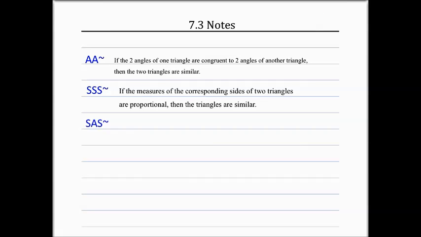The next similarity statement we want to examine is SSS similarity. And that states if the measures of corresponding sides of two triangles are proportional, then the triangles are similar. Now that word proportional is extremely important. Proportions are essentially ratios that are set equal to each other. In other words, fractions of sides. Let's examine what it means for sides to be proportional.